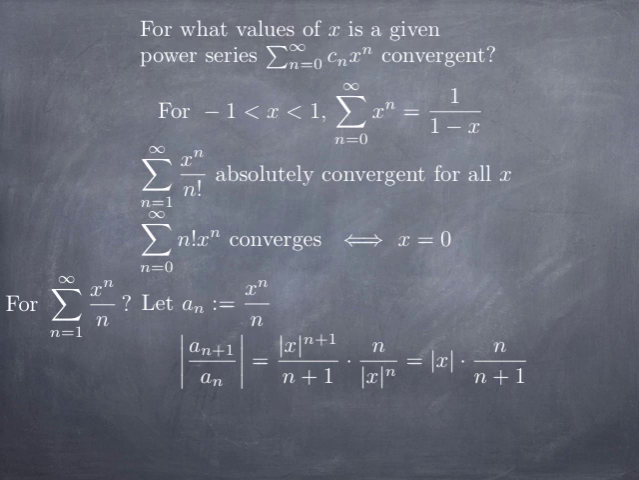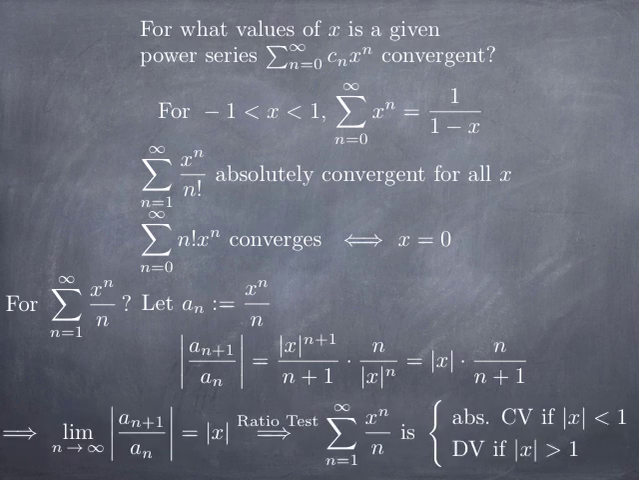As usual, the absolute value of x to the power n plus 1 divided by absolute value of x to the power n simplifies as simply absolute value of x. And what remains is n over n plus 1, which goes to 1 as n goes to infinity, which means that the limit of this absolute value of the ratio of two consecutive terms is absolute value of x. The conclusion from the ratio test is that if this absolute value of x is strictly less than 1, then our series is absolutely convergent. If it is strictly greater than 1, then it is divergent.